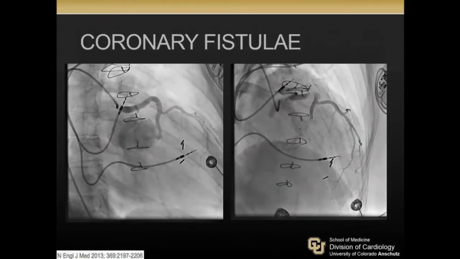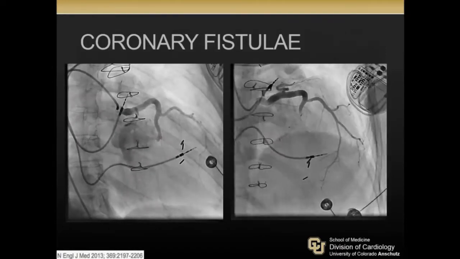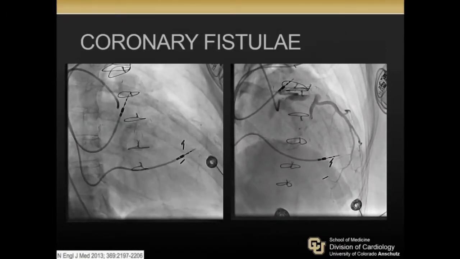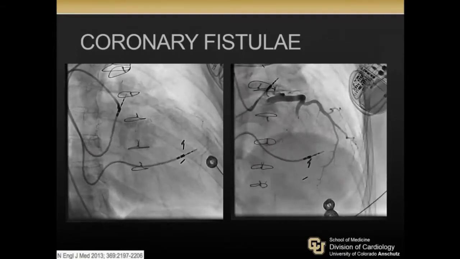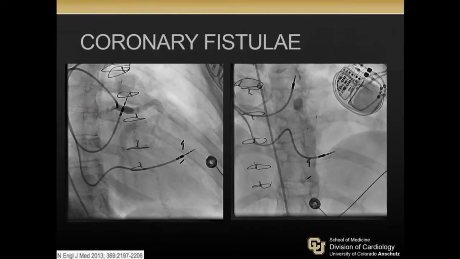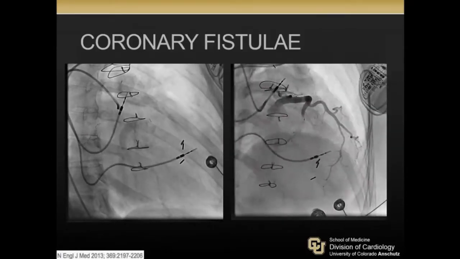So before you embark upon coiling coronary fistulae, which are not uncommon, you should really give thought to whether you should or even do anything about it. And if you think you need to do something about it based on a shunt fraction or heart failure or some other indication, you should really think about whether the surgeon should be attacking that problem rather than us with coils.